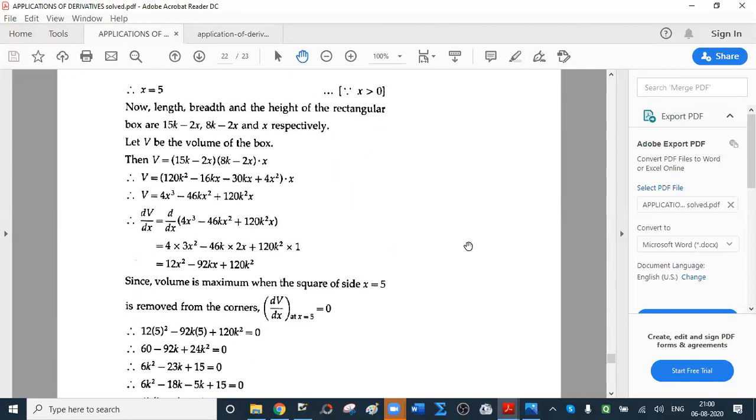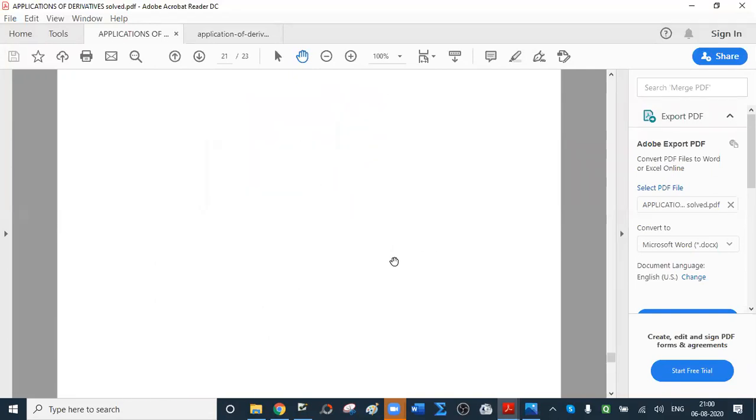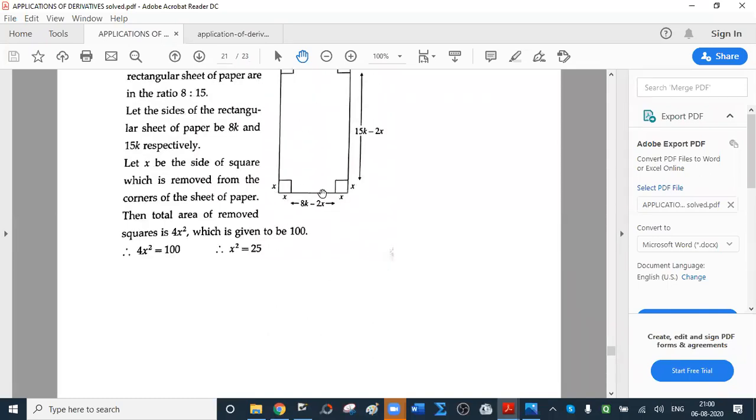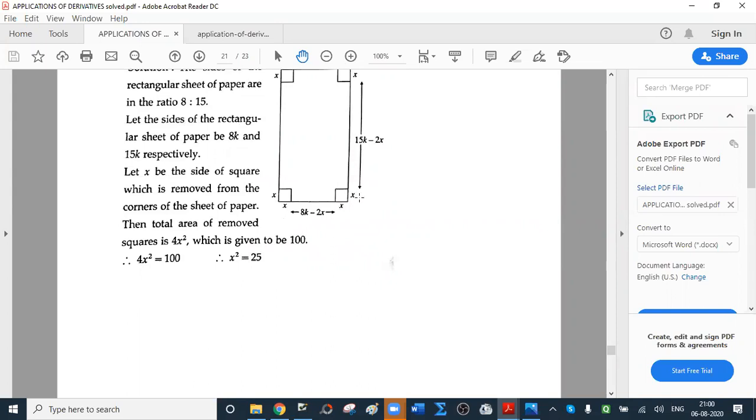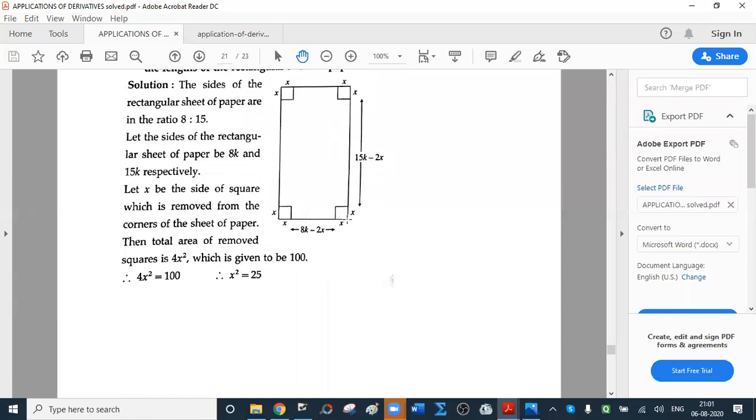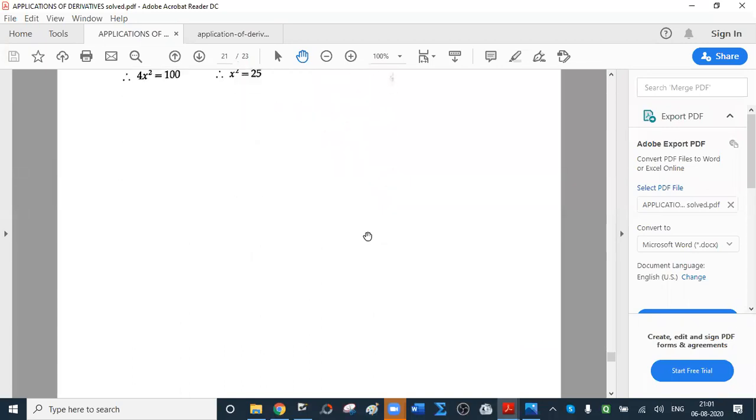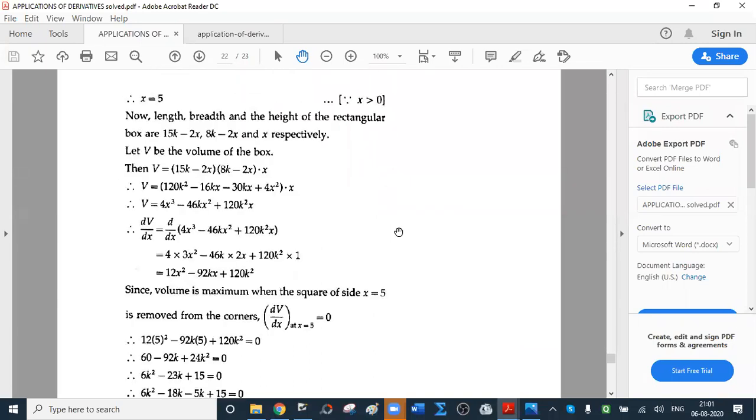Now the length, breadth and the height of the rectangular box will be what? Now let me explain this. See, the total we have taken as what? 8K. But from 8K, you have to subtract this x and this x. So this dimension remains 8K minus 2x. This total is 15K. I agree. But as these are cut, so from 15K, you have to deduct 2x. So this is 8K minus 2x one side, 15K minus 2x other side. And what is height of the box? X. That's it. Now what is the formula for volume of this box? Length into breadth into height. Okay.